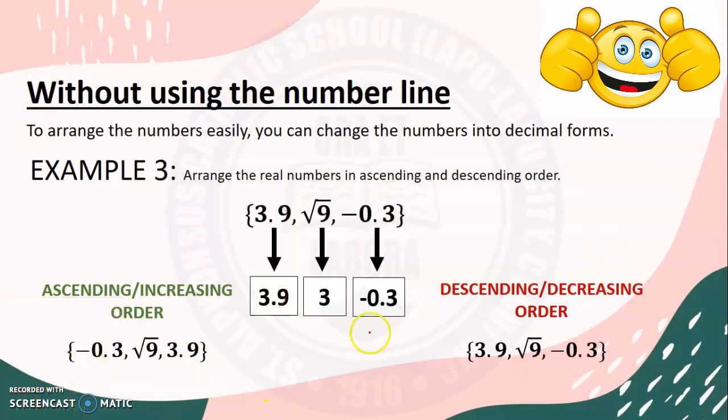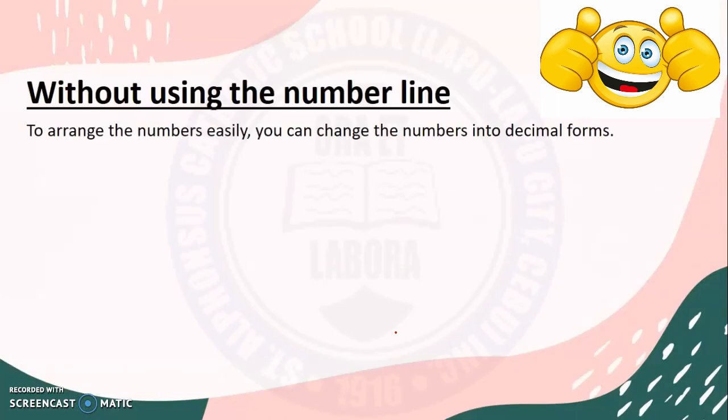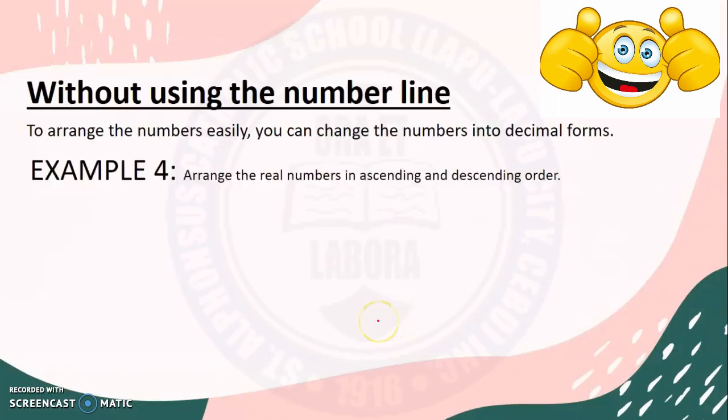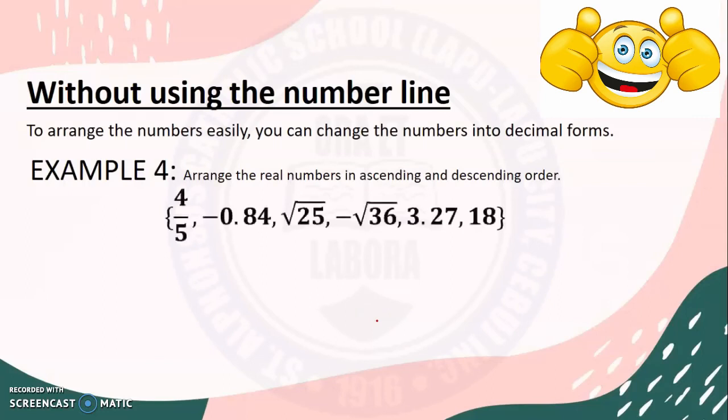Okay, now let's proceed to the next example. Example number 4. Arrange the real numbers in ascending and descending order. We have 4/5, negative 0.84, square root of 25, negative square root of 36, 3.27, and then 18. First, let's change 4/5 to decimal form, and this is equal to 0.8 because 4 divided by 5 is 0.8.